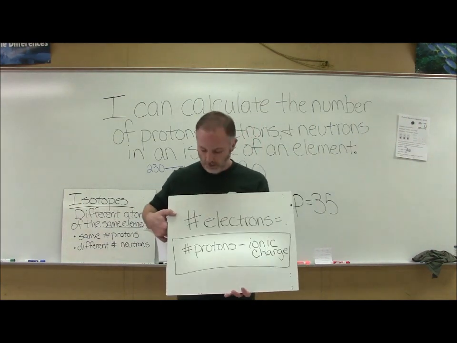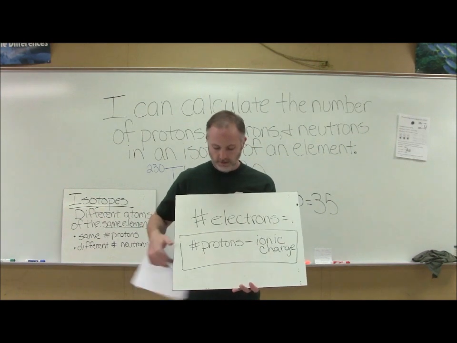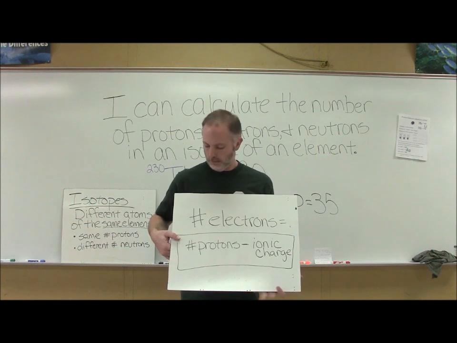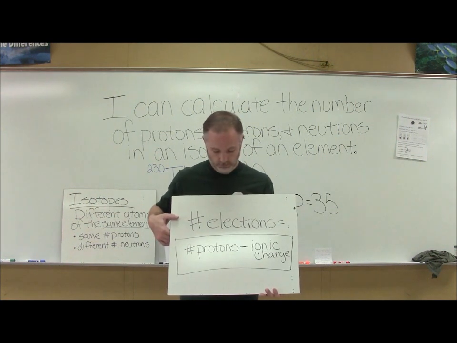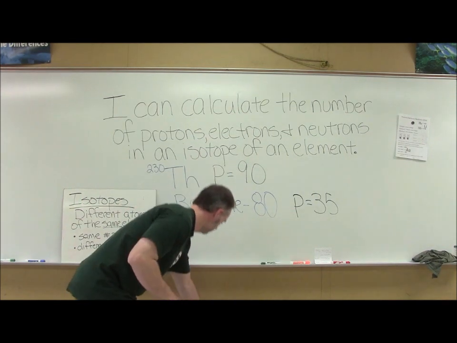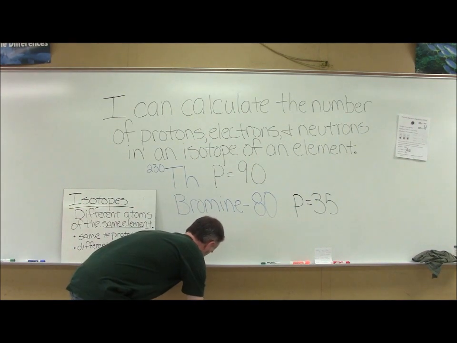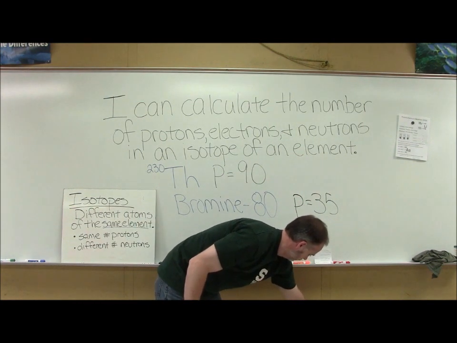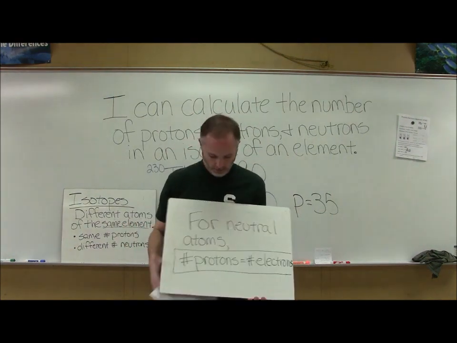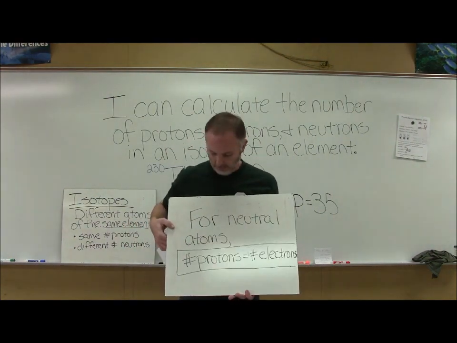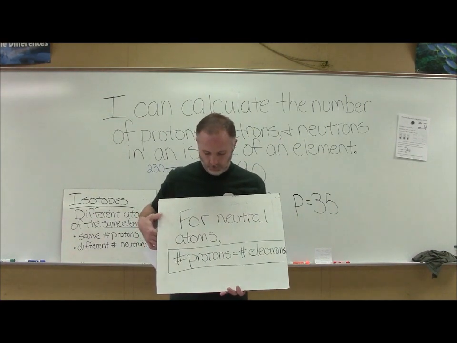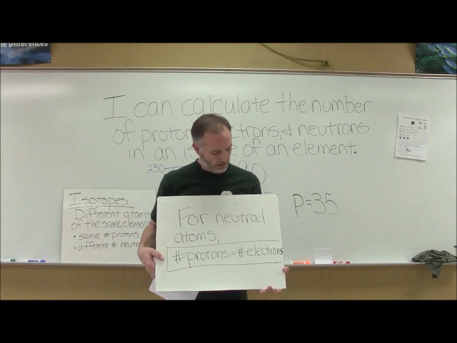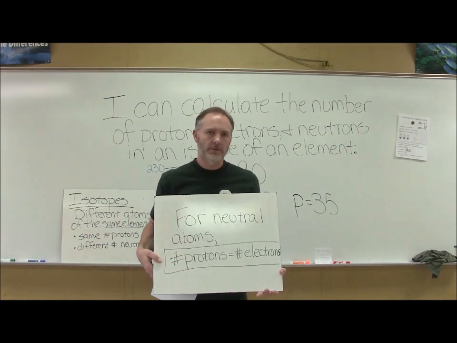Next thing, determining the number of electrons is you take the number of protons and you subtract the ionic charge. Please take a moment and write this down. So one thing I want you to add about this is for neutral atoms, the number of protons will always equal the number of electrons. In order for an atom to be neutral, the positives must equal the negatives.